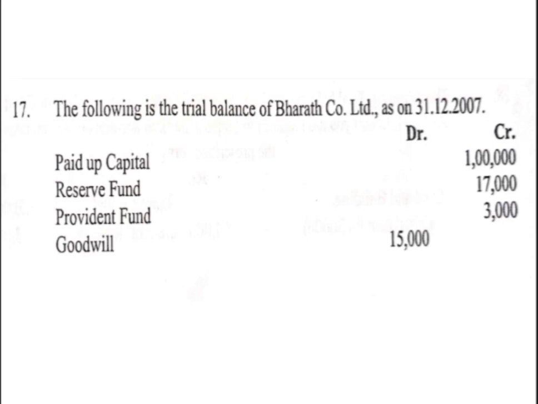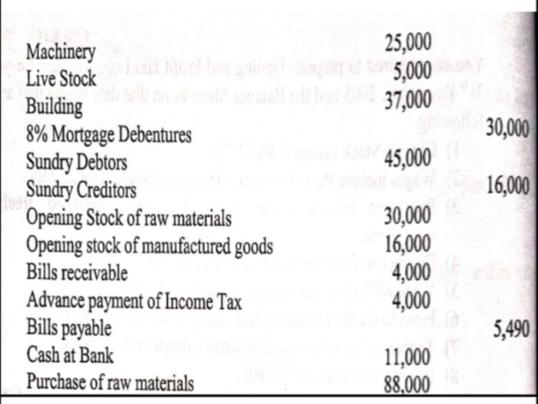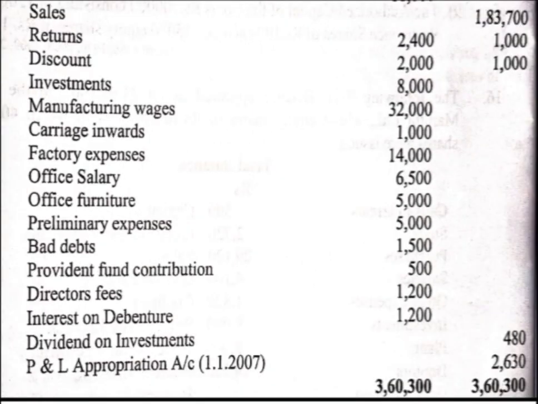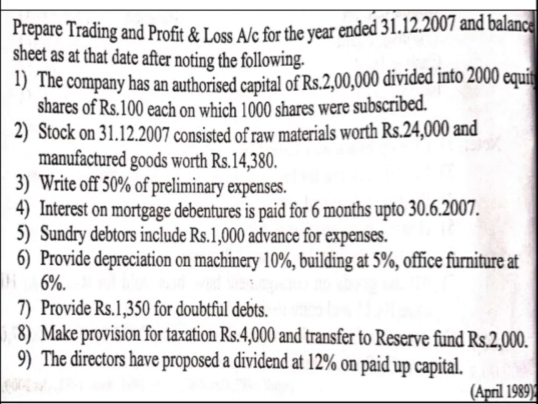The following is the trial balance of Bharat Company Limited as on 31st 12 2007. They have given in the trial balance paid up capital, reserve fund, provident fund, goodwill, machinery, livestock, building, 8% mortgage debentures, debtors, creditors, opening stock of raw materials, opening stock of manufactured goods, bills receivable, advance payment of income tax, bills payable, cash at bank, purchase of raw materials, sales, returns, discount, investments, manufacturing wages, carriage inwards, factory expenses, office salary, office furniture, preliminary expenses, bad debts, provident fund contribution, directors' fees, interest on debentures, dividend on investments, and profit and loss account appropriation balance on 1/1/2007. So these are the items in the trial balance.